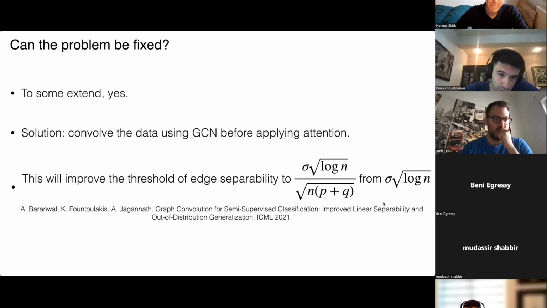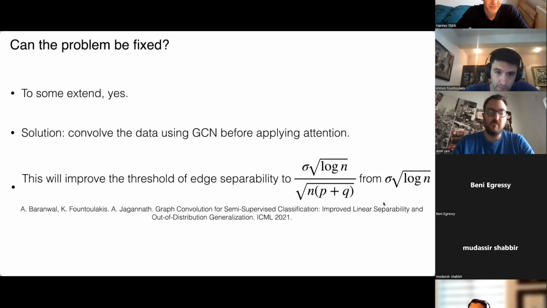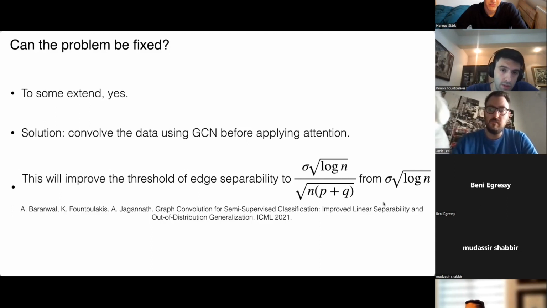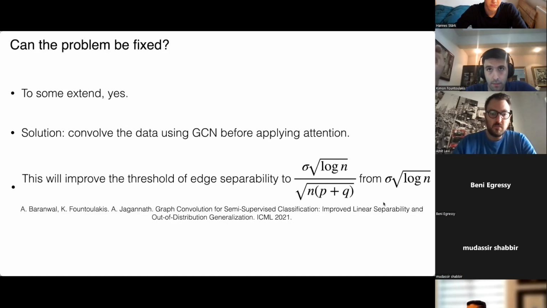So, can we fix that? Yes. Is the solution a good solution? I wouldn't claim that, and I will explain in those two slides. The way that we solve the attention issue is by first convolving the data before we give them as input to the attention mechanism. Because the current attention mechanisms take the original input features as input to the psi function. If you first convolve before you give them to the attention mechanism, then you can actually prove that you can improve the threshold of edge separability to sigma square root log n over square root n times p plus q, from sigma square root log n.